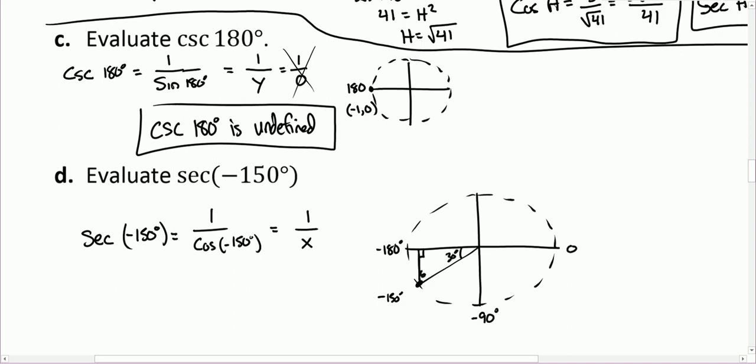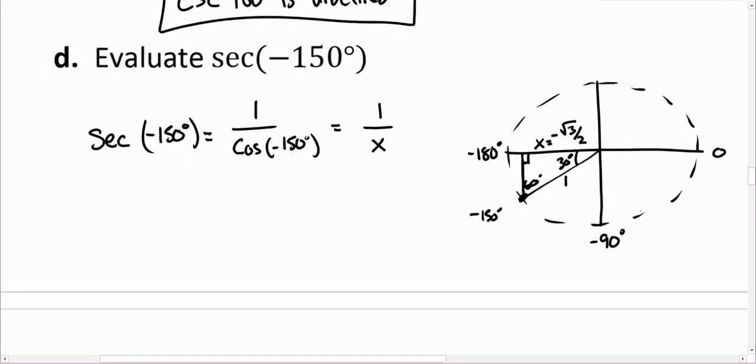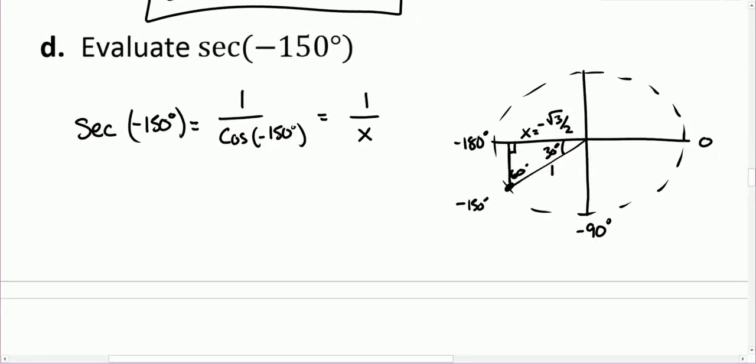So we have a 30, 60, 90 right triangle. And we're after the x value only. So the x value is the length, with a hypotenuse of 1, the length across from 60 is root 3 over 2, but negative. Rather than deal with all this fraction, let me just write the cosine. The cosine of negative 150 is negative root 3 over 2. So the secant of negative 150, flip it over, we end up with negative 2 over root 3. Multiply top and bottom by root 3 to rationalize our denominator, and we get negative 2 root 3 over 3.